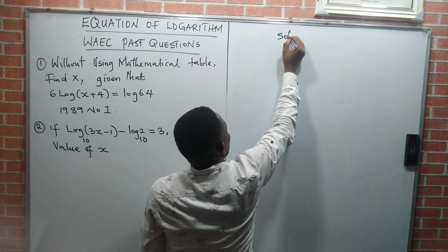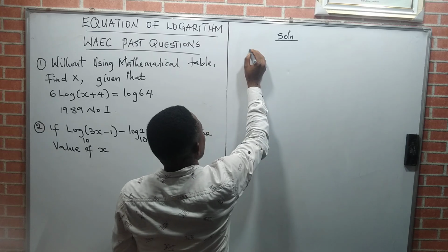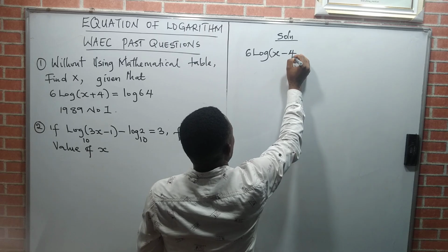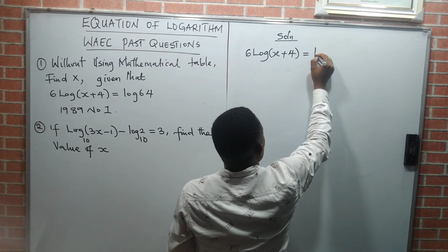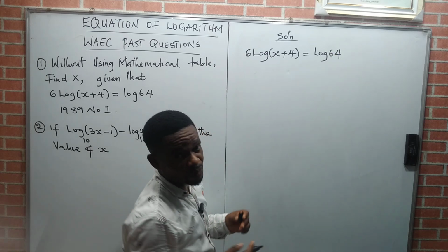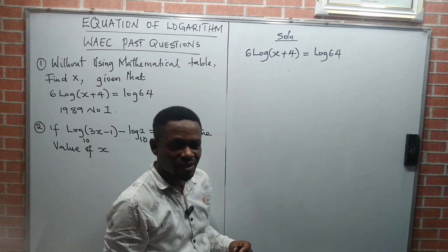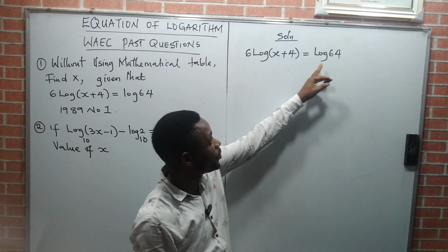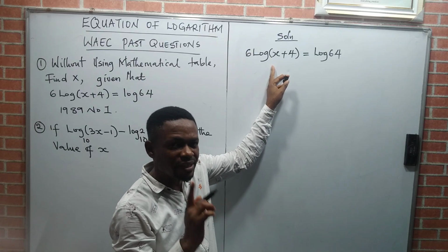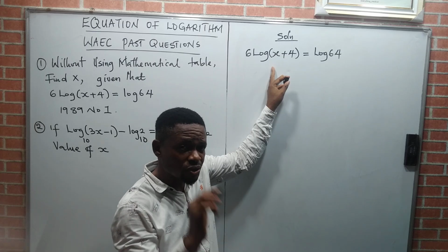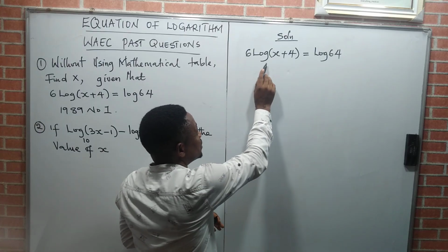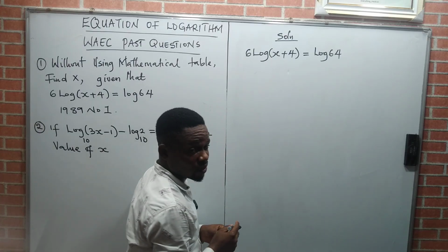We write solution first. Now, the question says 6 log x plus 4 is log 64. Now, I want you to observe something here. If you look at this, you find out that the base of the logarithm, both to the left and to the right, is not given. Now, I want you to know, anytime the base is not given, you should know that that base falls on base 10. So it means that this thing is in base 10 and the other one is also in base 10.